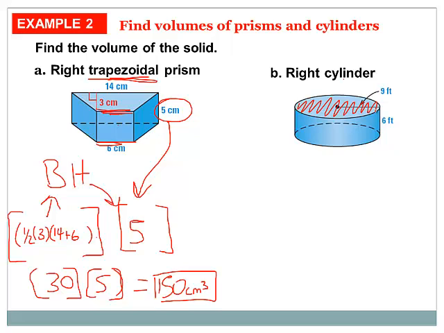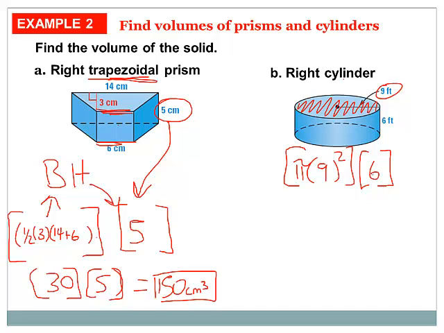So right cylinder, again, in this case, we have our big B, which is a circle. So we have pi times the radius, which we know is 9 squared. So that's our big B. And we times that by the thickness in the 3rd dimension, which would be 6.